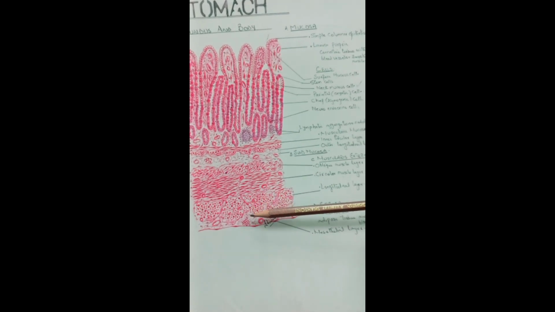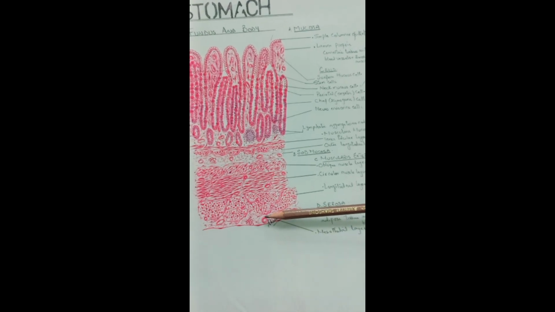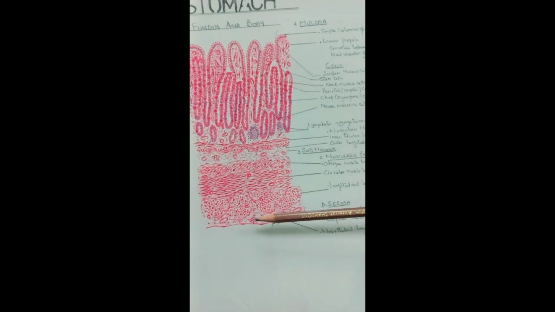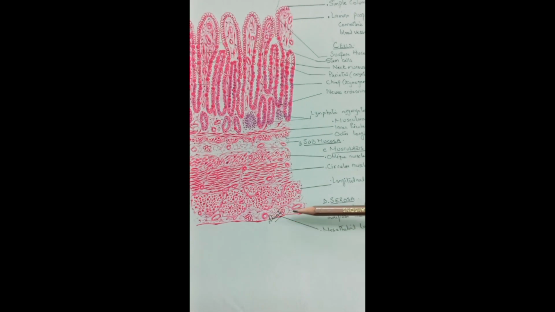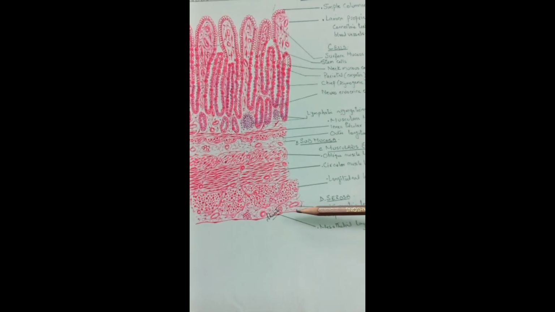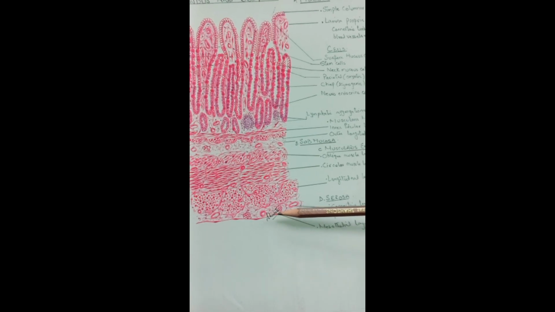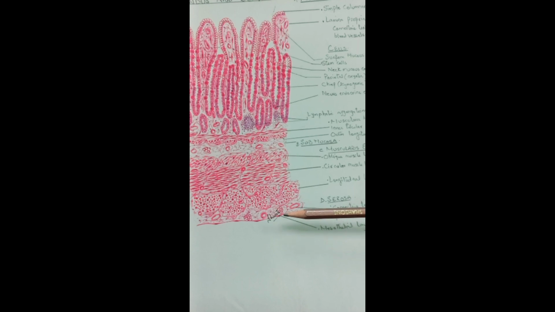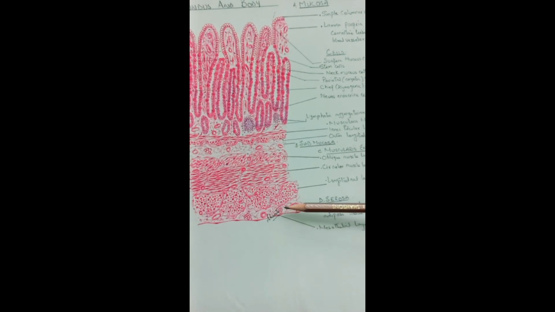And the last layer is the serosa, which consists of connective tissue with blood vessels, adipose tissue, and fibroblasts, and it is covered by a single layer of simple squamous epithelium, which is known as the mesothelium. This one is the mesothelium. So this is covered by the mesothelium, and this is known as the serosa.